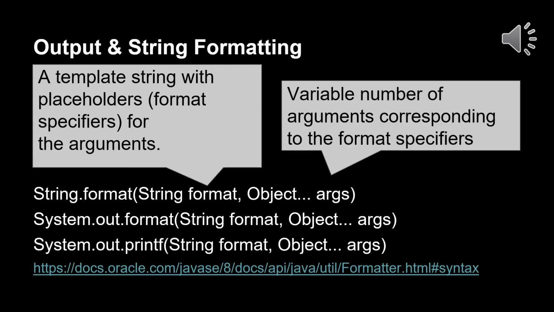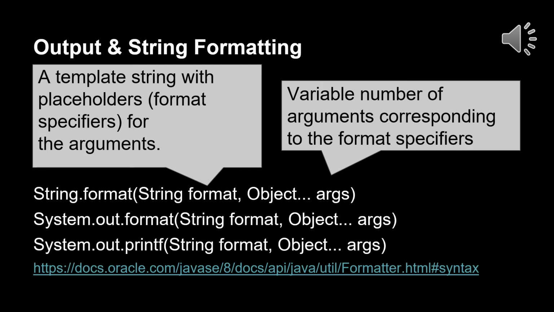Output and string formatting. So the three methods shown here: the first one formats output and returns a string of formatted output. So it takes the arguments and formats the output, but it returns a string. The System.out.format and System.out.printf are equivalent methods, and they both write to System.out.